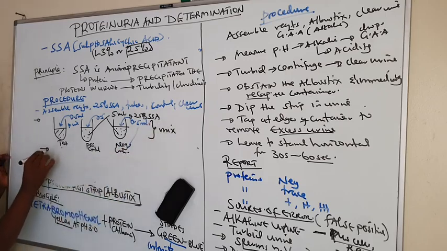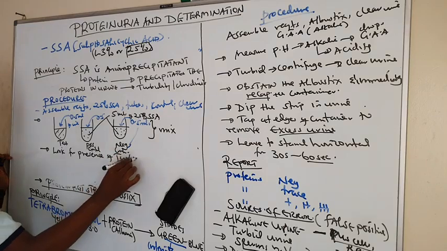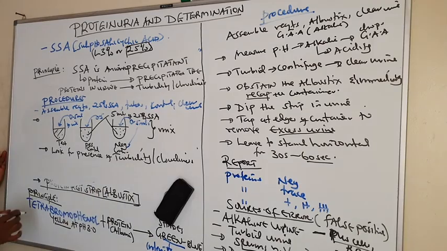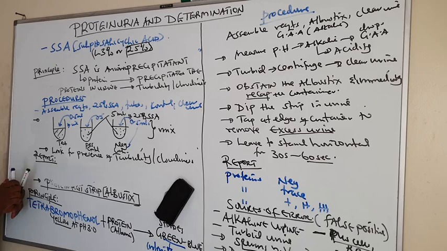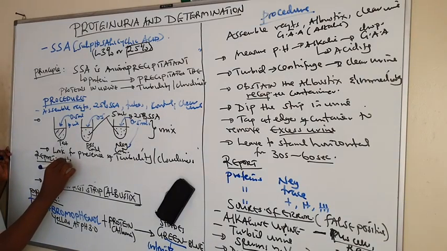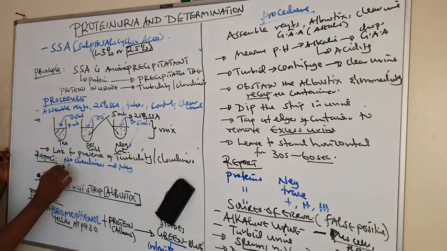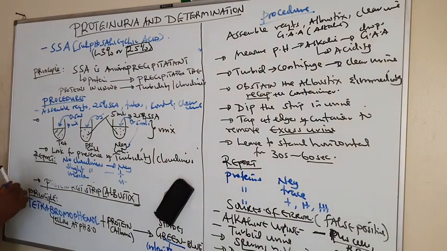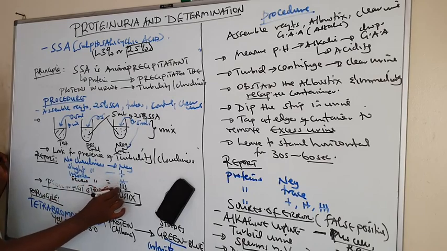After adding, you mix and look for the presence of turbidity, or you can call it cloudiness. On the report, no cloudiness means protein is negative, and if you see slight cloudiness, that is +1, moderate cloudiness, that is +2, then severe or intense cloudiness, that is +3 proteins.